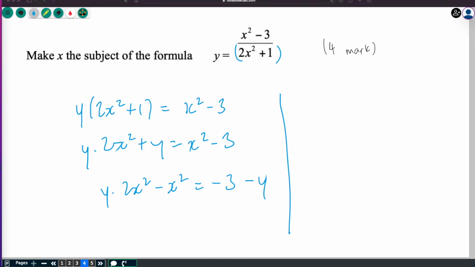Okay, so there might be a bit of a delay, but maybe someone will shout this out while I'm going through it. The next step here is to factorize the x squared out. Again, we're trying to isolate that x squared. So if you factorize out x squared, in the brackets we're left with 2y take 1 equals negative 3 take y. Then I divide by 2y take 1. So I've got x squared equals negative 3 take y over 2y take 1.